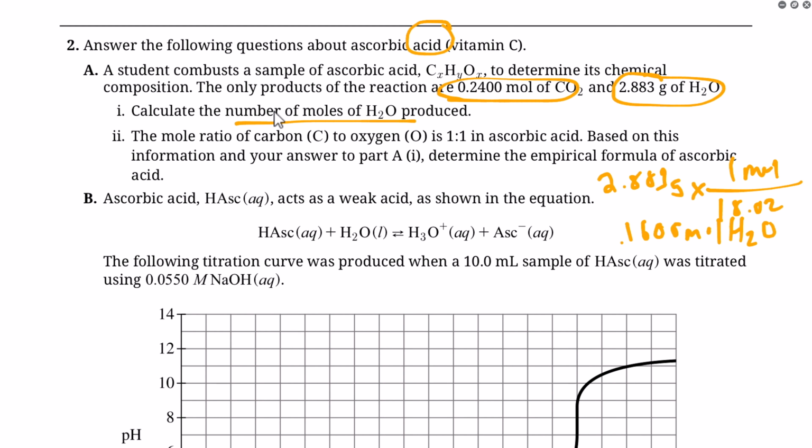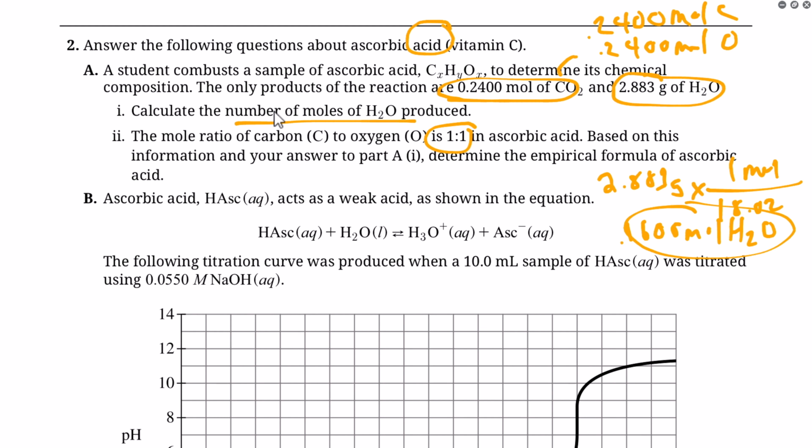All right, part 2 says the mole ratio of carbon to oxygen is 1:1 in ascorbic acid. Based on the information in the answer to part A, determine the empirical formula. So we have our information that the moles of carbon to moles of oxygen in ascorbic acid is 1:1. So what that's telling me is that if I have 0.2400 moles of CO2, that means I have 0.2400 moles of carbon, 0.2400 moles of oxygen.